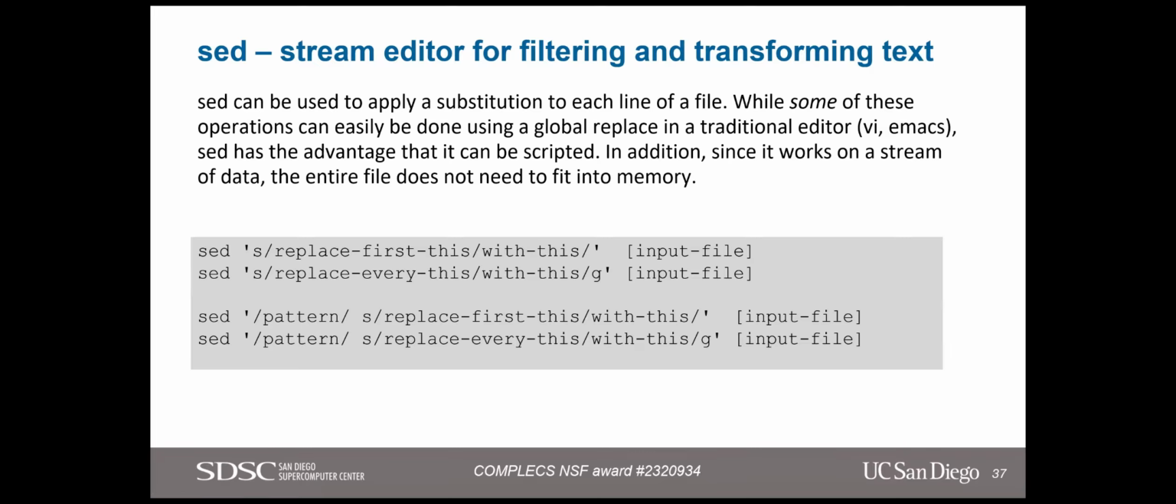Now, by default, it's only going to do the first occurrence in a string. So if it happens multiple times in a line, it's only going to apply this once to that line. If you want it to be applied to every occurrence in that line, you can use the g at the end, which stands for global. In addition, you can use sed to search for a pattern and then only do a substitution on the lines that have that certain pattern. And this is the format that it'll be.